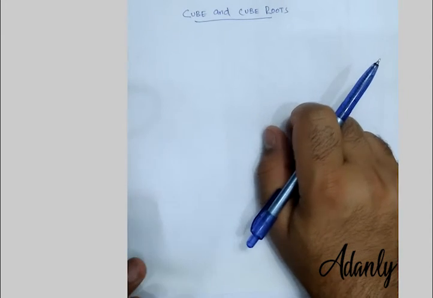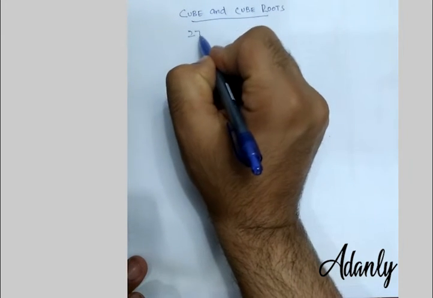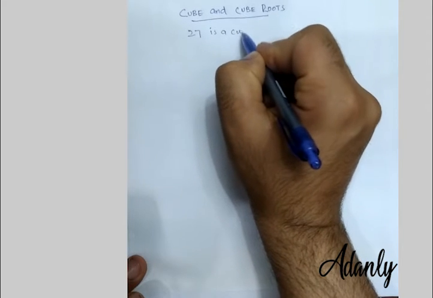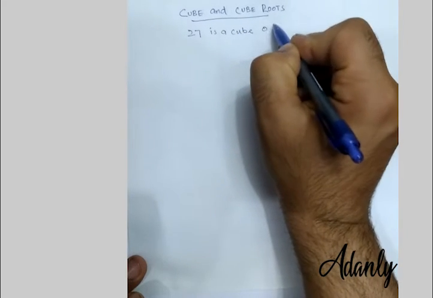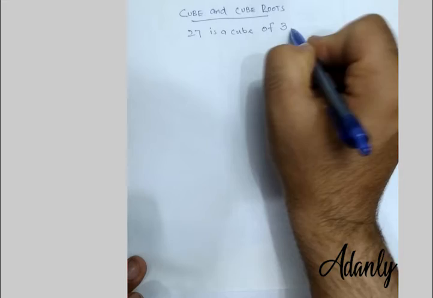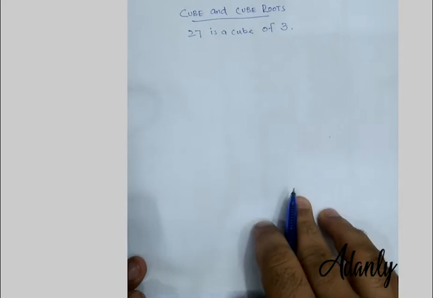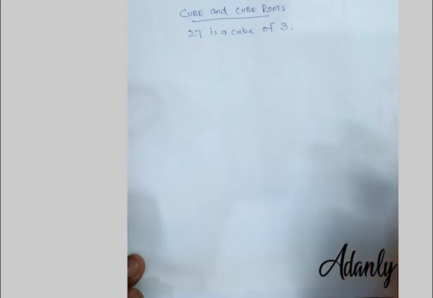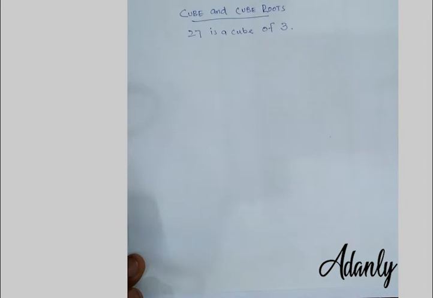For example, 27 is a cube of 3. We can also have other examples, like 64 is a cube of 4, or 125 is the cube of 5.